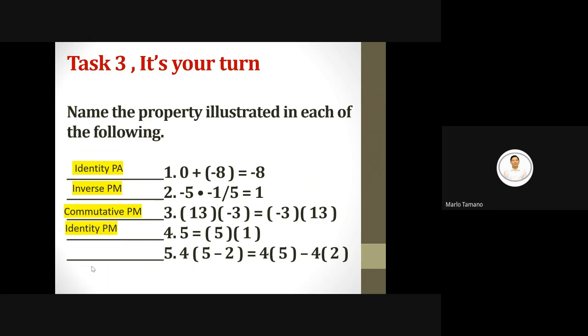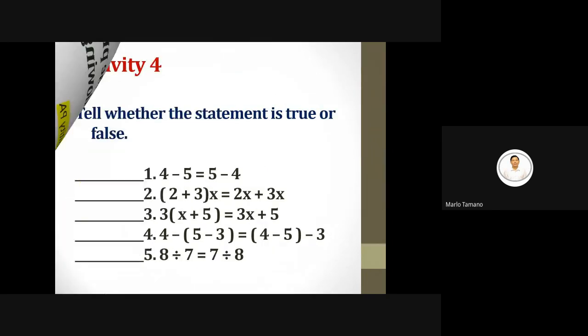Next, number 4, of course, identity property of multiplication. Any number multiplied by 1 is equal to that number itself. Next, number 5. Yes, so distributive property. Okay, so you are going to distribute 4 times 5 equals, 4 times 5. Then 4 times 2, that is minus 4 times 2. Distributive property.